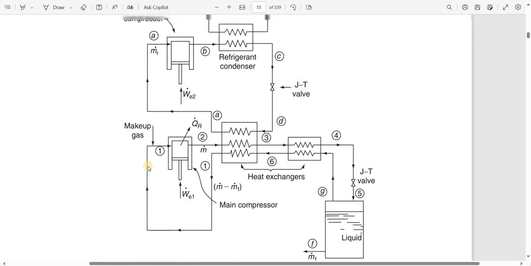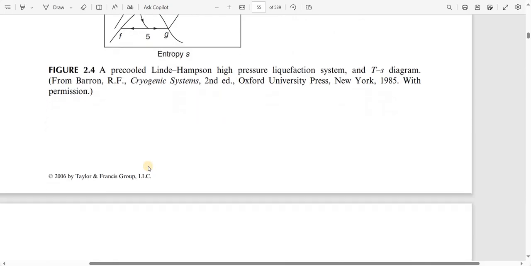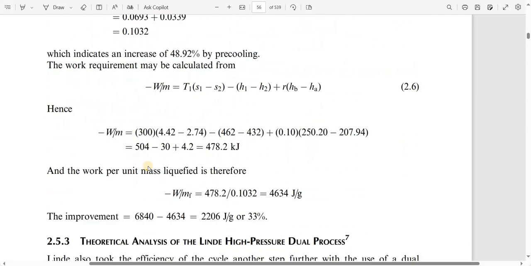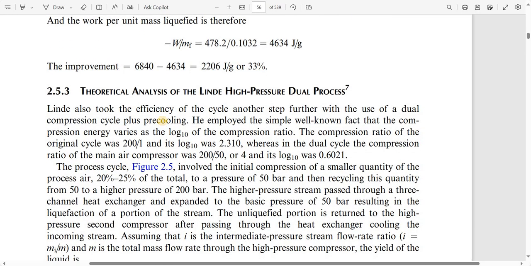So this is the diagram. You have a look at it. Okay, I'm going forward. So from this numeric we'll get the improvement is this.